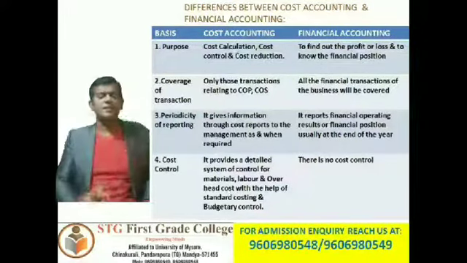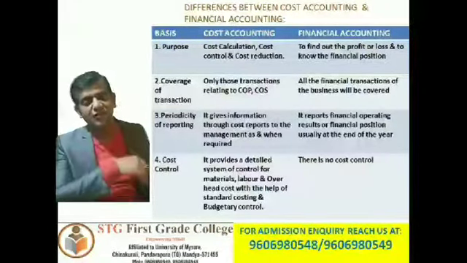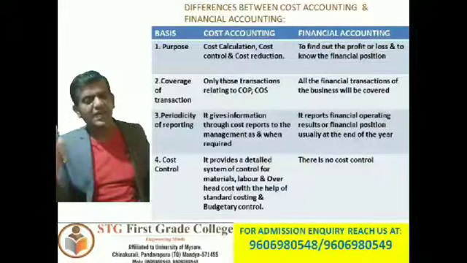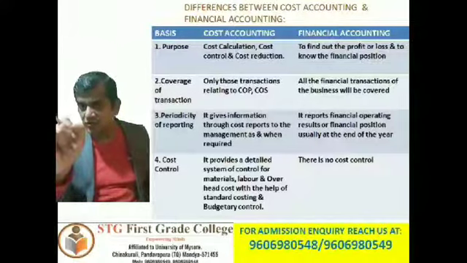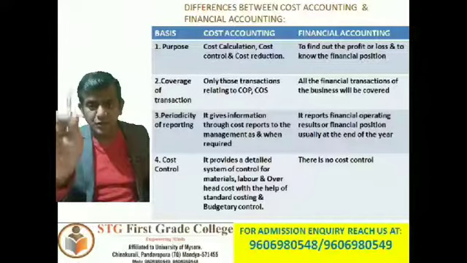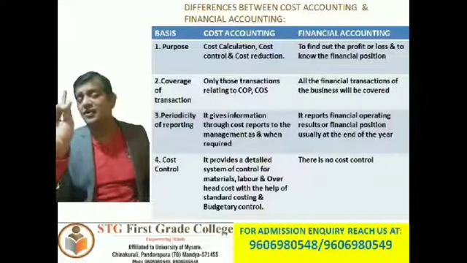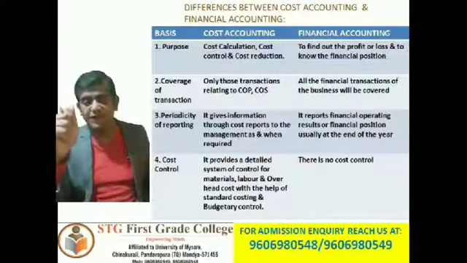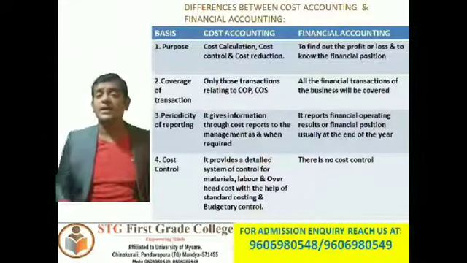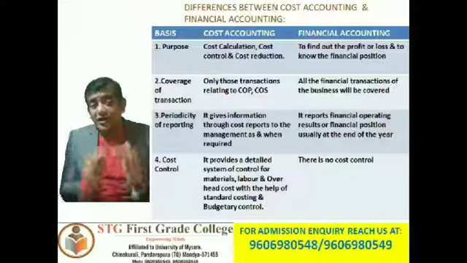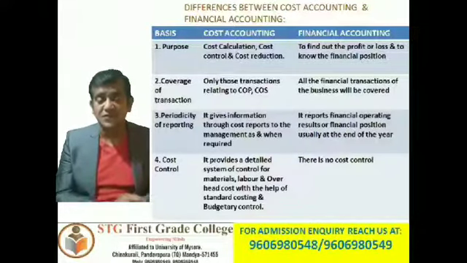See, on what basis we can differentiate. Point number 1, purpose. What is the purpose of cost accounting? Very simple: cost calculation, cost control, cost reduction. To calculate the unit cost, to produce 1 unit of this product, how much it is going to cost. Cost control, where we can have a control over the cost. And cost reduction, where all possible chances to reduce the cost of production. So this is the purpose of cost accounting.